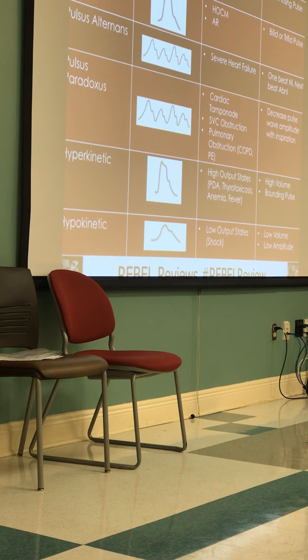These are pulses and morphologies that we need to look at. Pulsus tardus, you usually see it with aortic stenosis. You palpate the pulse, and the amplitude of the pulse slowly gets higher and higher and higher. That's usually pulsus tardus, and it's associated with aortic stenosis.